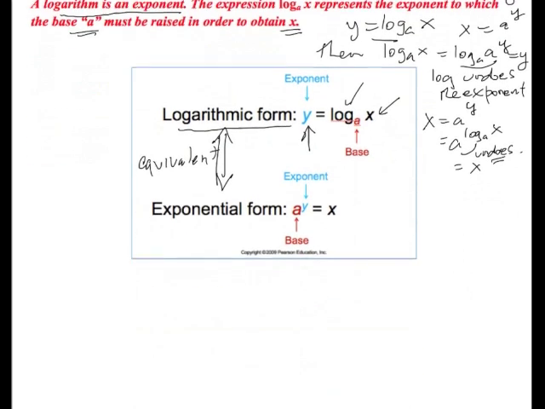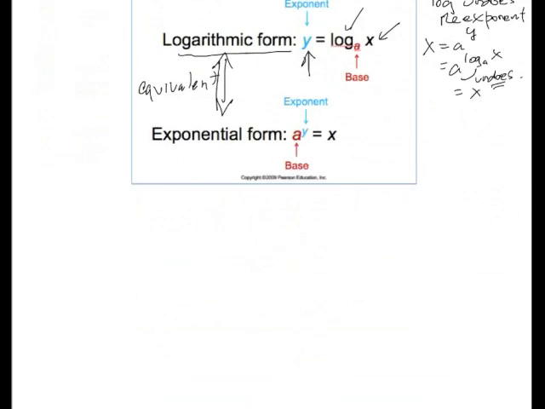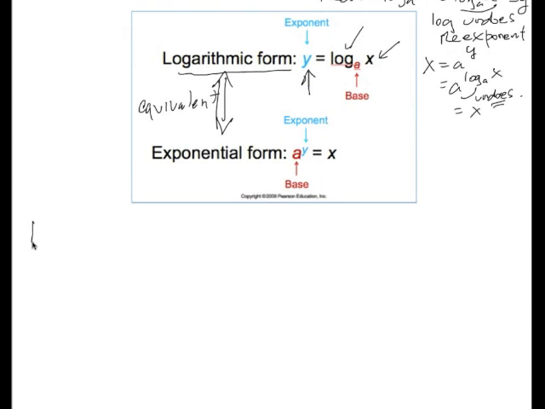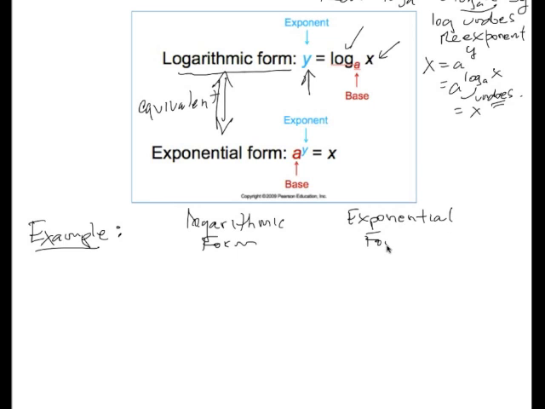So let's roll this up. Let me put that there. So let's look at an example of swapping between these two kinds of forms. So let's suppose I look at a logarithmic form and I look at an exponential form. So let's suppose I have, for example, in logarithmic form I have the log, or no, let's do exponential form.